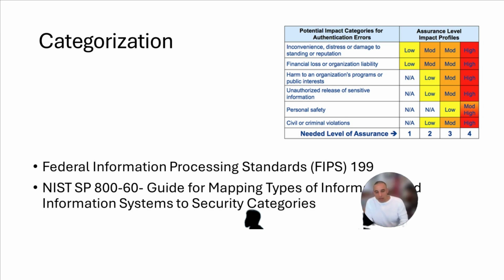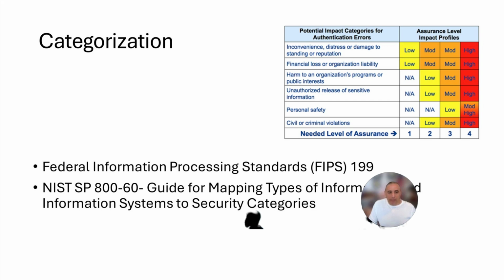FIPS 199 and NIST SP 800-60 are two important publications that provide guidance on categorizing information systems based on their security impact levels. Federal Information Processing Standards, FIPS, Publication 199, defines the standards for categorizing information and information systems in federal agencies based on their potential impact on confidentiality, integrity, and availability, CIA.